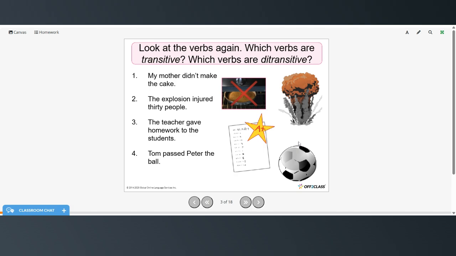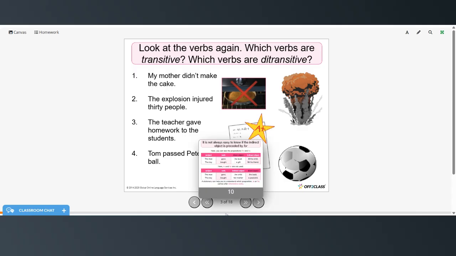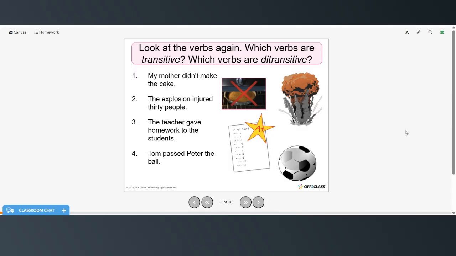Look at the verbs again. Which verbs are transitive and which verbs are ditransitive? Remember that transitive verbs take a direct object and ditransitive verbs take both a direct and an indirect object. So my mother didn't make the cake. Didn't make is the verb. Cake is the direct object. So this one is transitive.